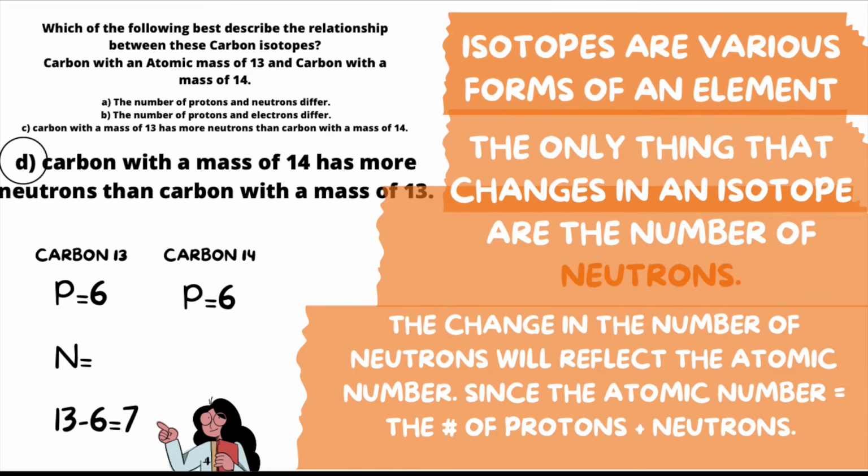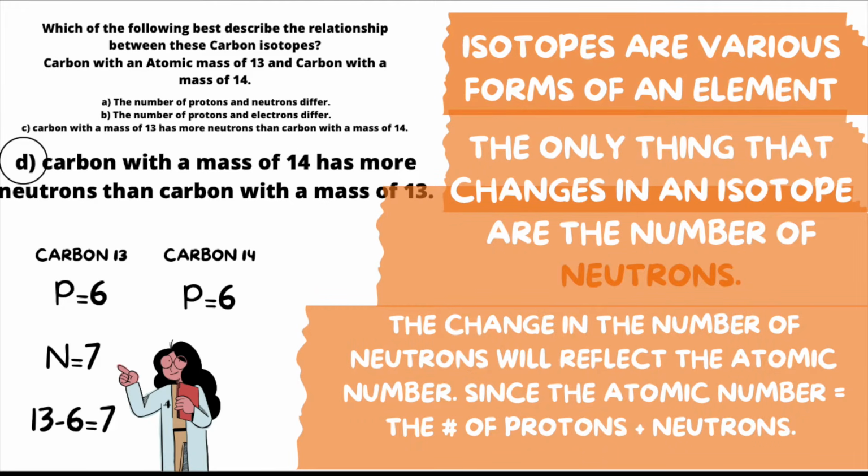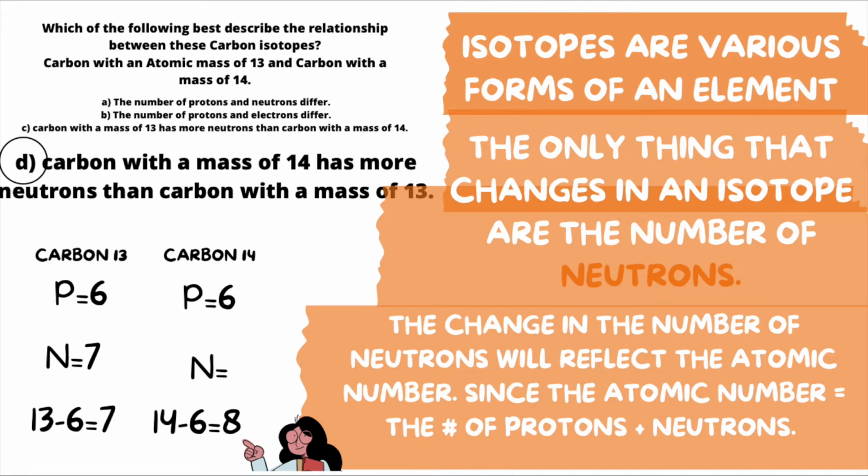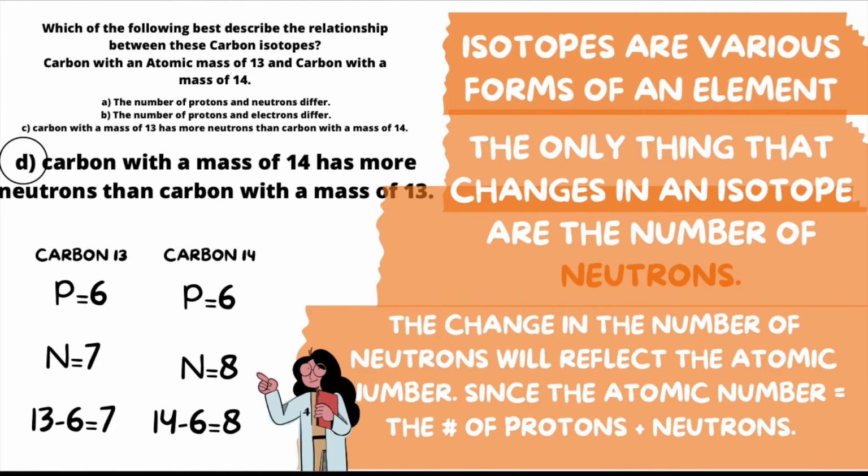So carbon 13 has 7 neutrons. Now, if we do the same thing for carbon 14, we're just going to take 14 minus the 6 protons, and we're left with 8 neutrons. So our carbon 14 with 8 neutrons has more neutrons than the carbon 13.